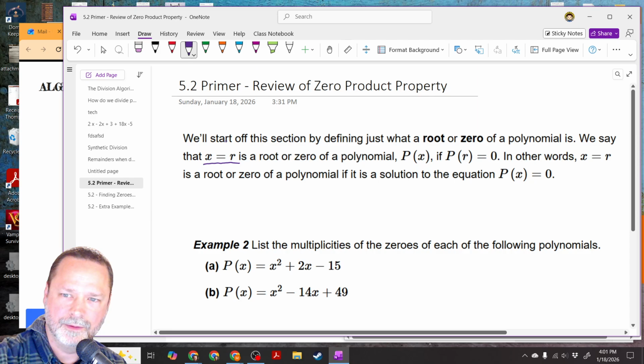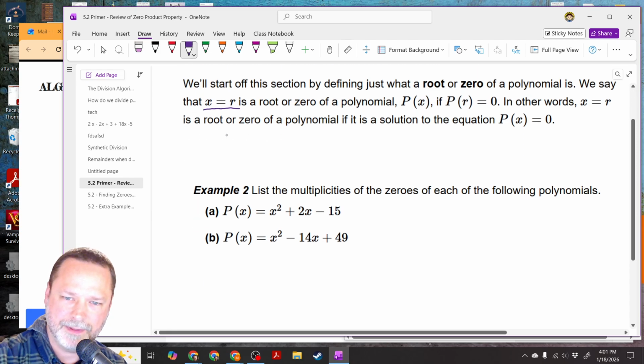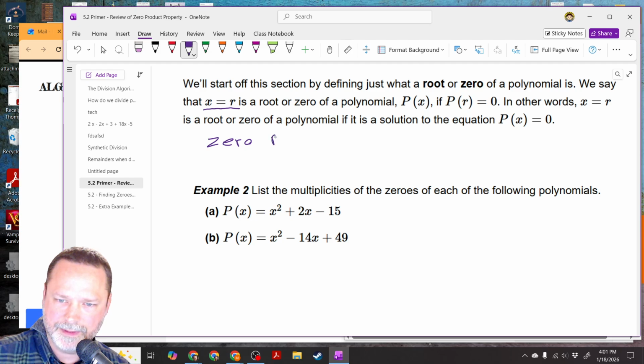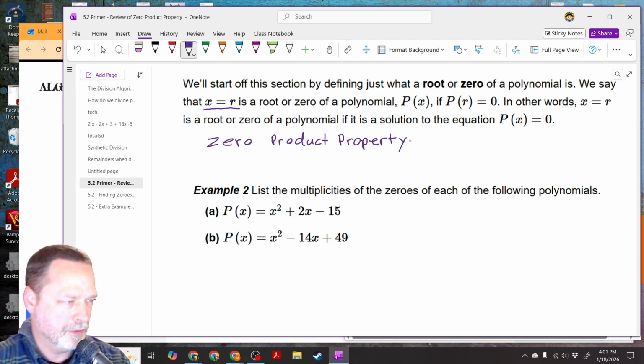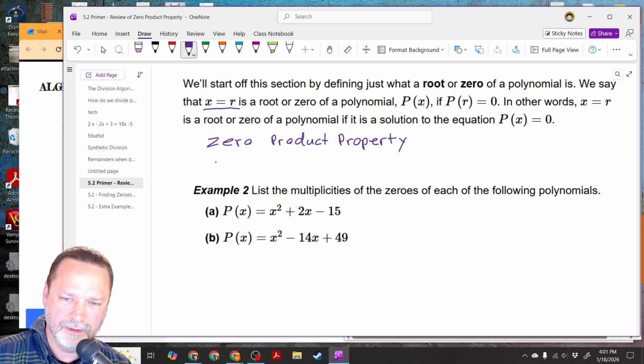So what is the zero product property? I'm going to write it down, then we're going to use it. I would like you really quickly to give me two numbers that multiply to equal 0. I'll give you a second.